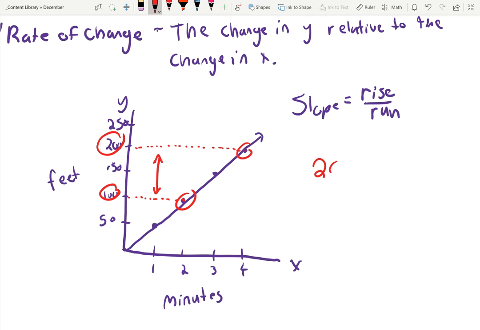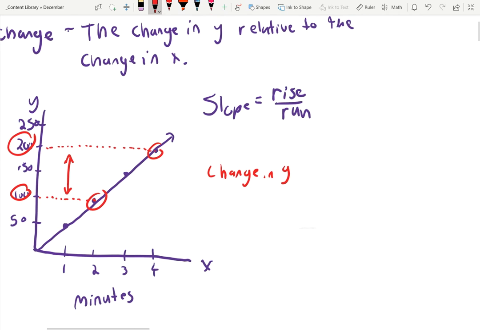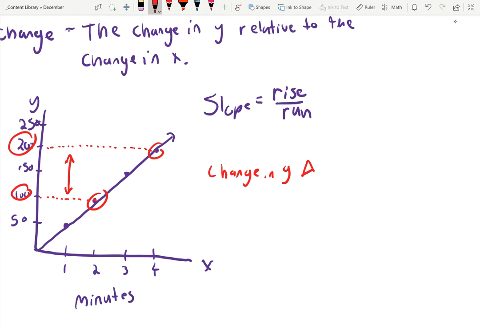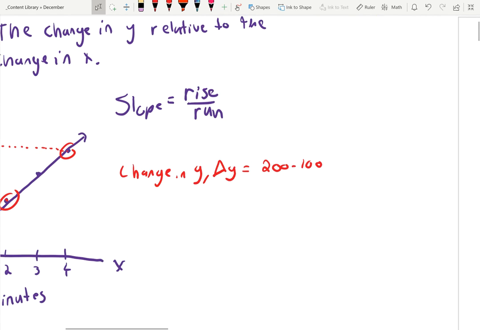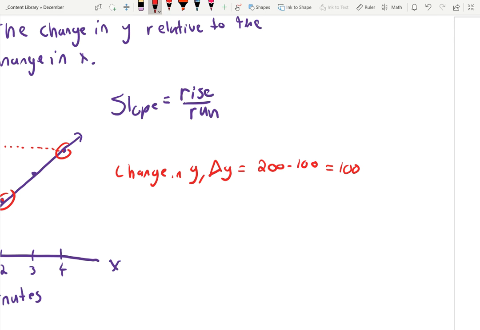So to find that, let me actually write this out. Change in y, which is also denoted as delta y. You might see a little triangle like that. It means the same thing as change in y. Change in y is 200 minus 100, because that's the second point's y value and the first point's y value, right? So that makes the change in y equal to 100.